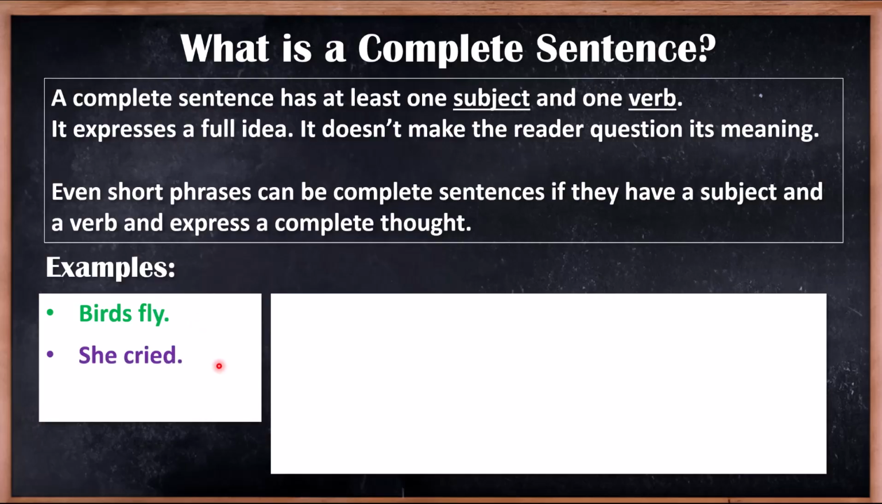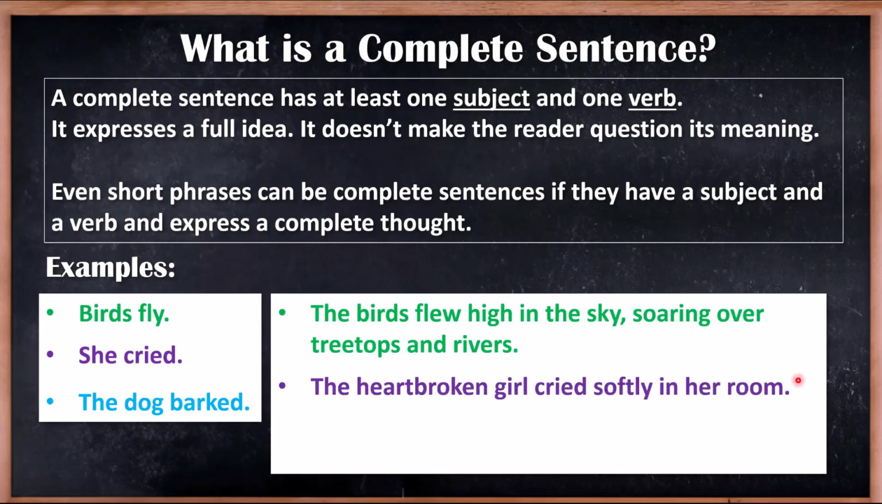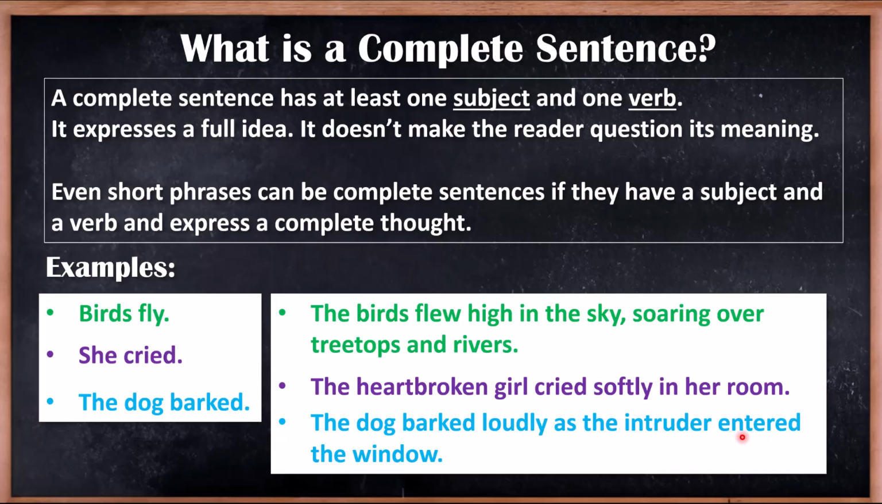"She cried." Again, this is a short but complete sentence. We have a subject and a verb. "The dog barked." Now, in English, to make our sentences more interesting, we can add other words like adjectives and adverbs. For example, "The birds flew high in the sky, soaring over treetops and rivers." This is also a complete sentence. "The heartbroken girl cried softly in her room." "The dog barked loudly as the intruder entered the window."